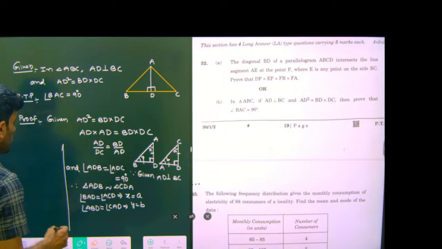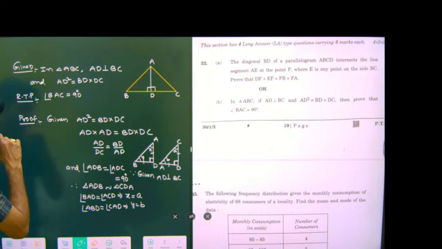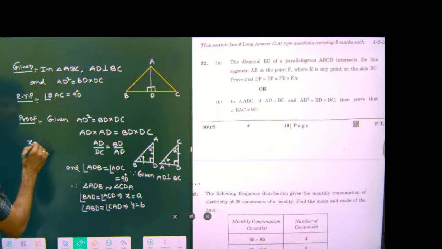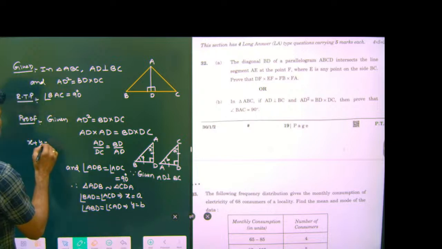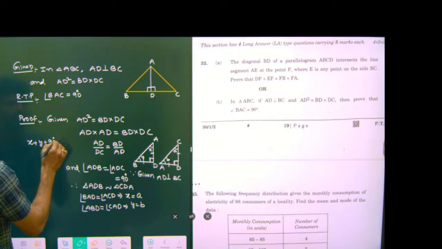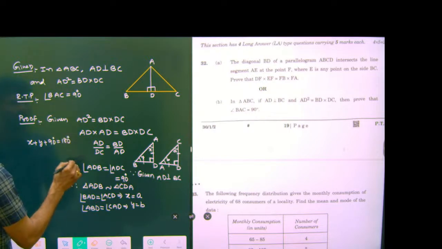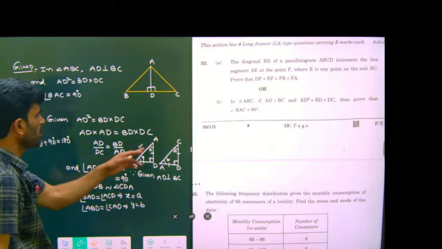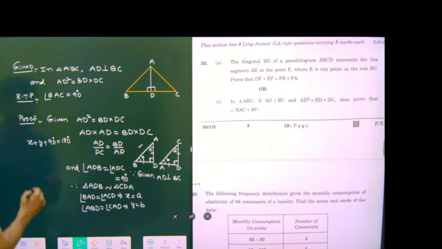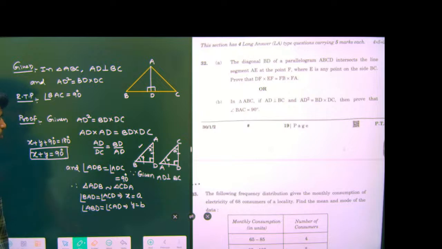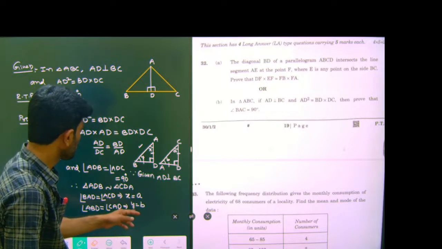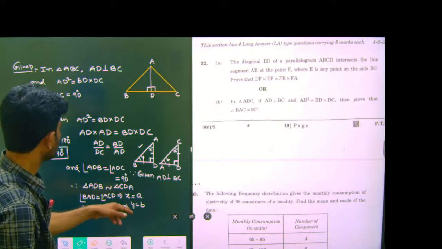If you take the first triangle, what happens? X plus Y plus 90 degrees is equal to 180 degrees, the sum of three angles in a triangle. From that, X plus Y is equal to 180 minus 90, which is 90 degrees. X plus Y is equal to 90 degrees. But what is Y?